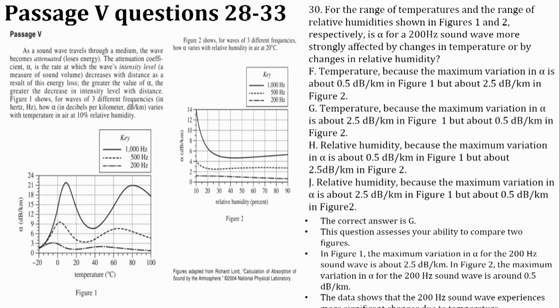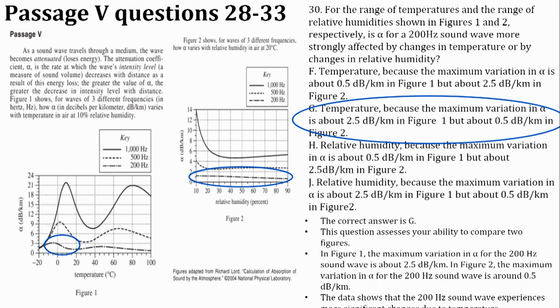This question assesses your ability to compare two figures. In figure 1, the maximum variation for A for the 200 hertz sound wave is about 2.5. In figure 2, the maximum variation for A for the 200 hertz sound wave is around 0.5. This data shows the 200 hertz sound wave is affected more by the temperature than by the relative humidity.